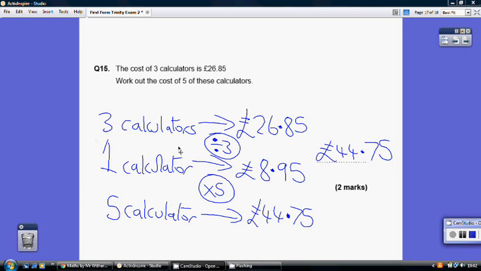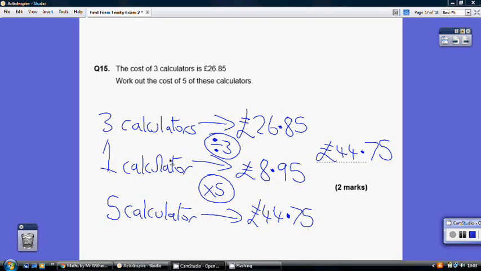So if 3 calculators cost £26.85, how much must 1 calculator cost? Well, it's going to be a third of the amount. You're going to divide by 3. 1 calculator is going to cost a third of how much 3 calculators would cost. So set it out like this, £26.85 divided by 3. This is a calculator question, so pop it into your calculator, you get £8.95.